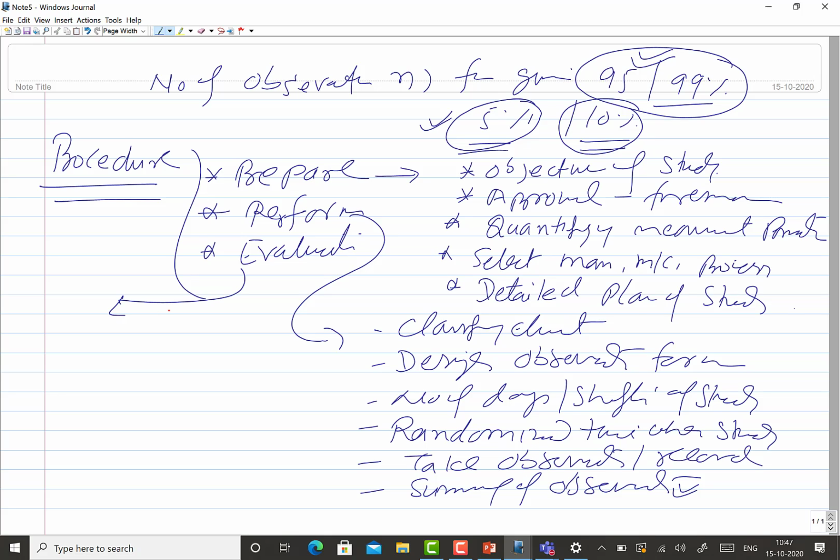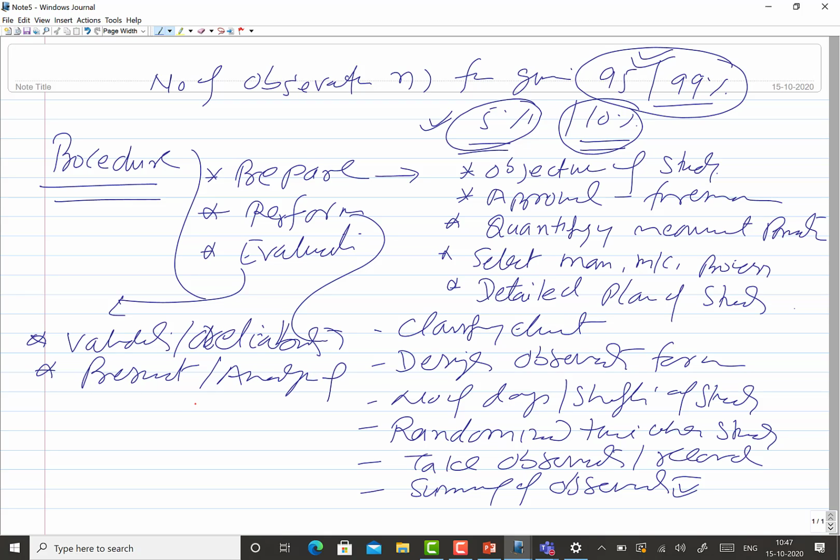Then evaluate. Whatever observations have been obtained, let us evaluate and check the validity or reliability, how good our data is, what the confidence level is, how much error, and what the result is. Okay, then make the presentation or analysis of the data and then, based on this, the future plan.